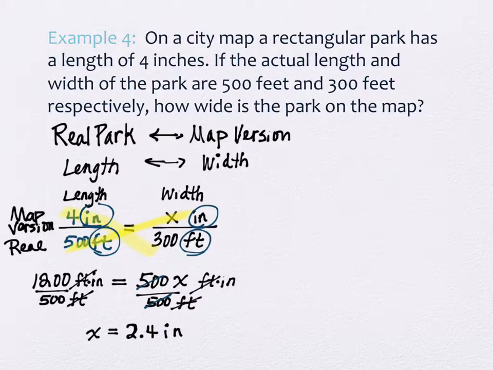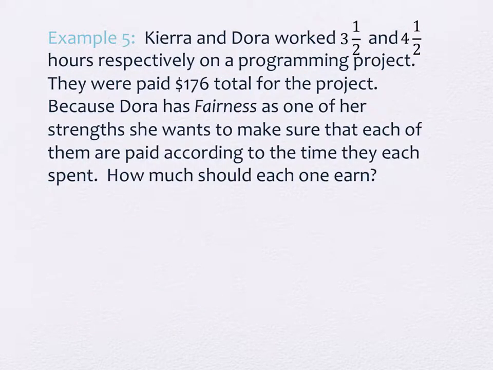Okay. Next problem is a little bit trickier. It is very real world kind of thing, though. We have Kira and Dora. They worked 3.5 and 4.5 hours, respectively, on a programming project. They were paid $176 total for the project. Because Dora has fairness as one of her strengths, she wants to make sure that they're each paid according to the time they spent working. How much should each of them earn?